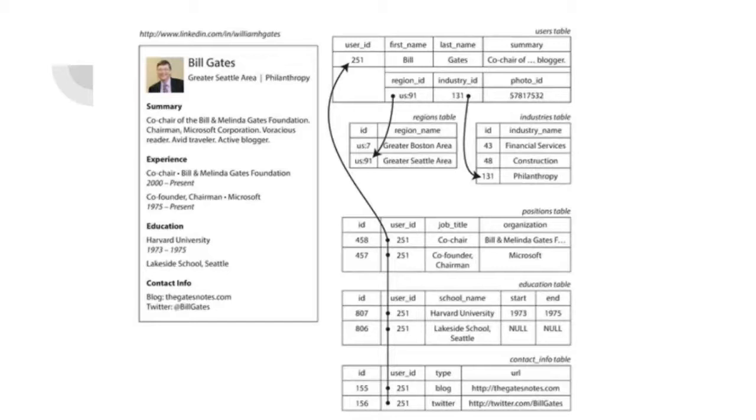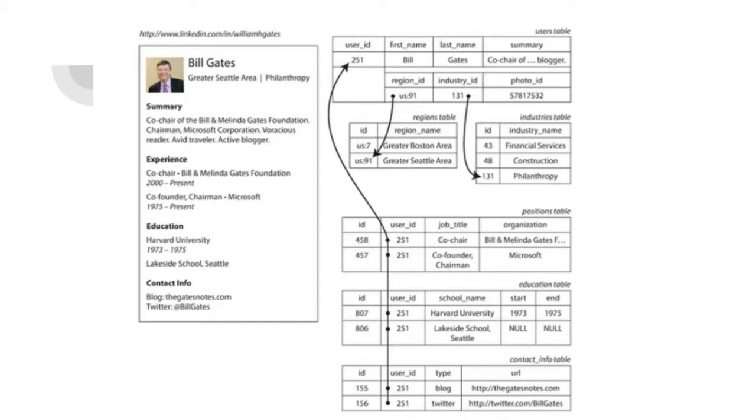Okay, so here is an example, and you see on the left the LinkedIn page of Bill Gates. It has his name, then a summary of his current occupations, his experience in the past, his education in the past, and his contact information. So this is how the website looks.